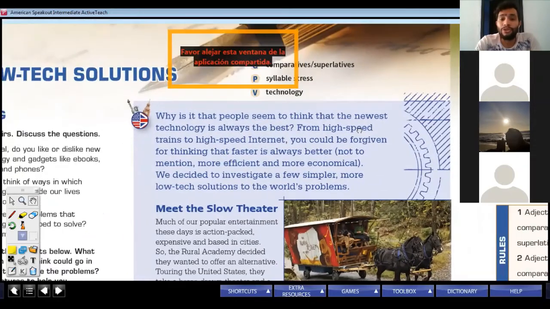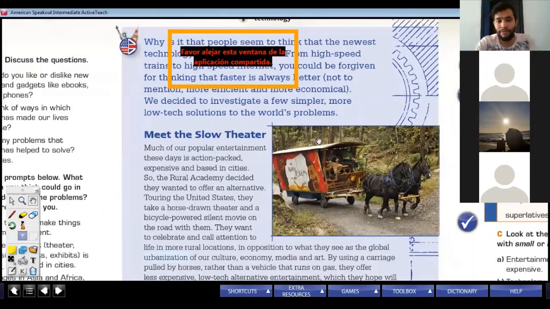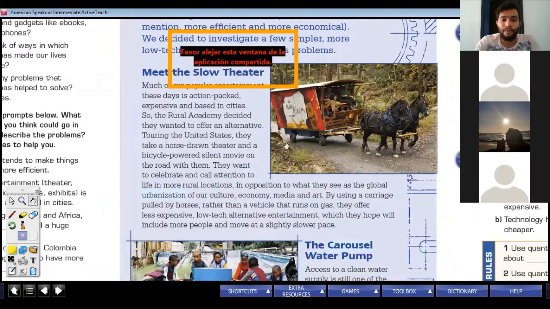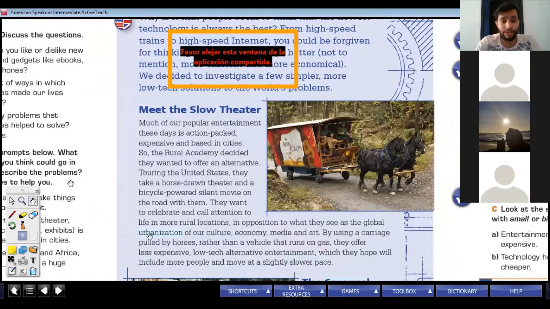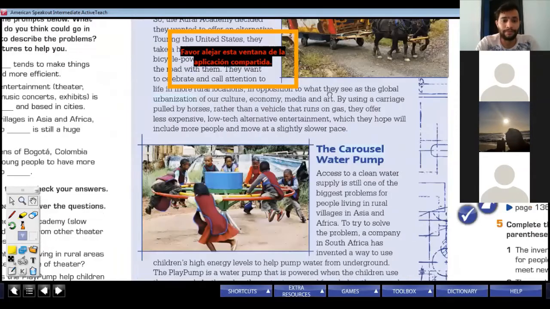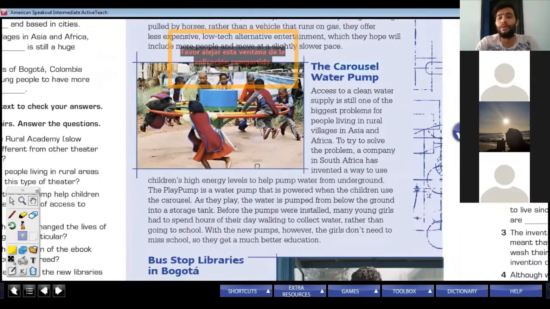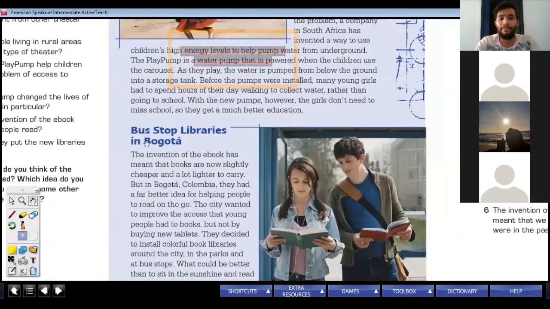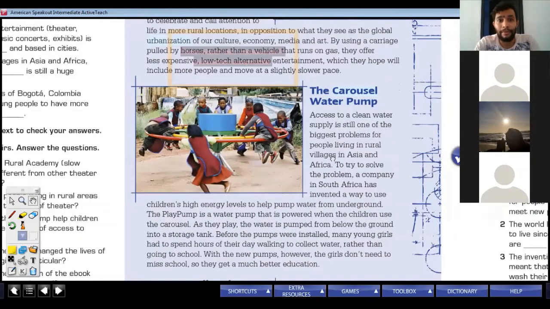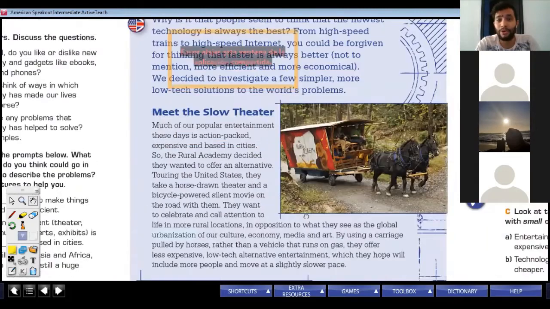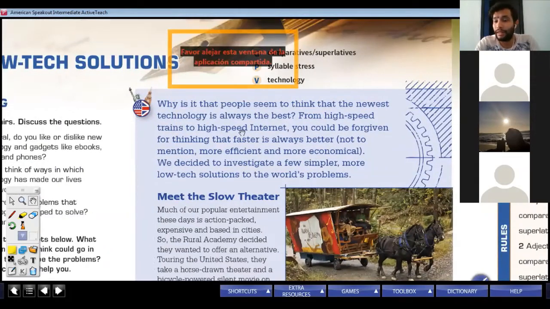Now, I am going to choose, or volunteers if you want to do it too, 3 people. Number 1, the first person is going to read me the Slow Theater. Number 2, the second one, the Carousel Water Pump. And the third one, Bus Stop Libraries in Bogota, right? Teacher, I want to start. Okay, but before we start, I am going to read the intro of this article.